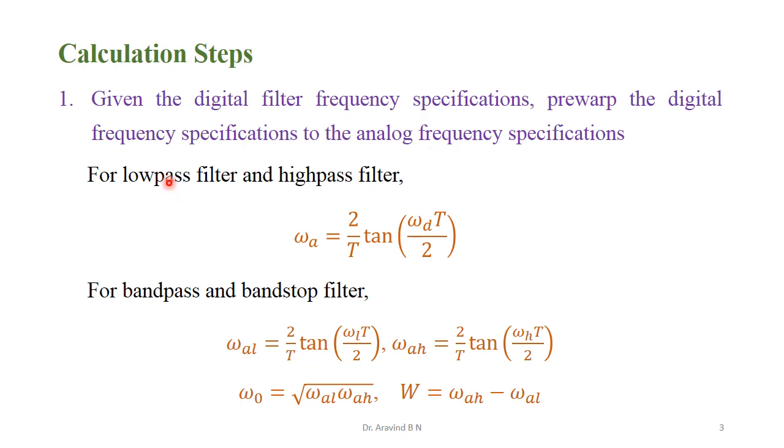Now, for two different types of filters, there are specifications given over here. For low pass filter as well as the high pass filter, this is the formula: omega A is equal to 2 by T tan (omega d T divided by 2). For band pass and the band stop filter, this is the formula we are going to have: omega AL is equal to 2 by T tan (omega L T divided by 2), and omega AH is equal to 2 by T tan (omega H T divided by 2). So these are the center frequency as well as the bandwidth we are going to have.